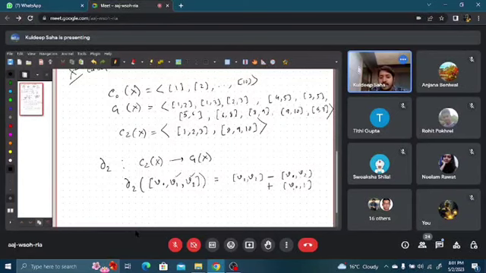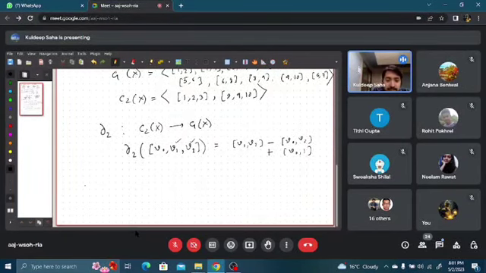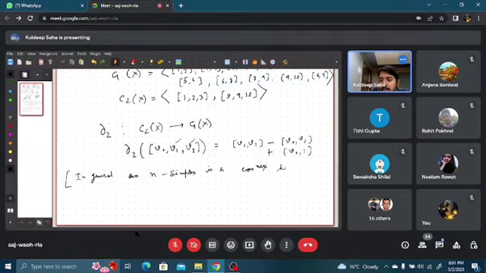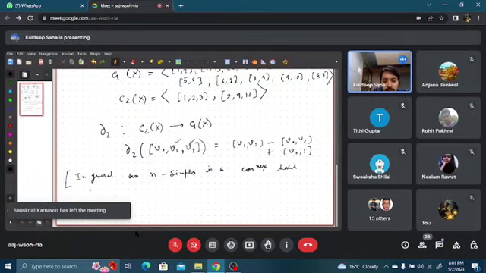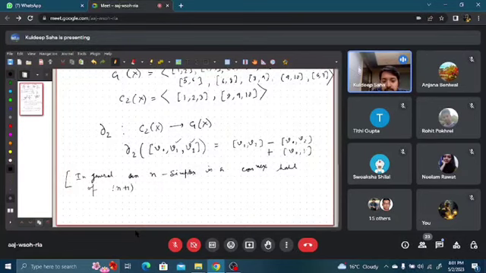So this is my map. Now some of you have already guessed what I should do in general. So this is a remark, I am not going into detail: in general, an n simplex is a convex hull of n plus 1 points in R n plus 1.